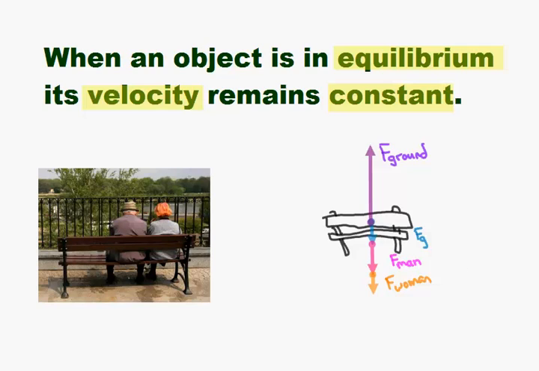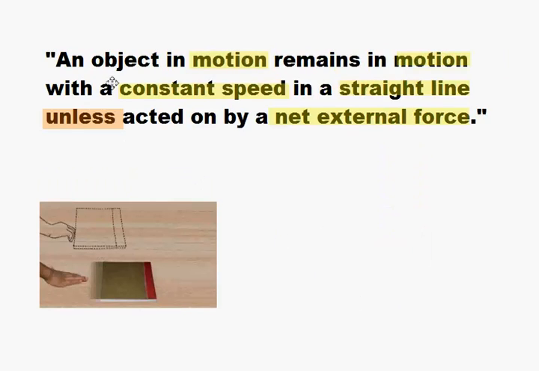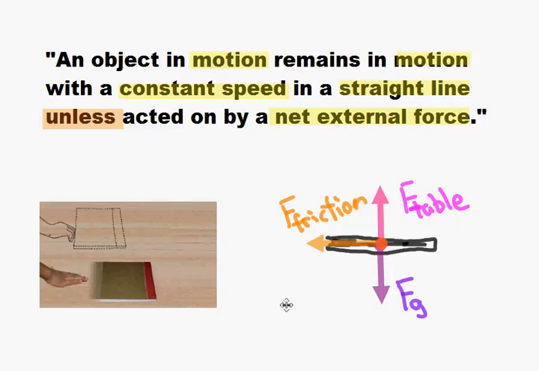Now let's try the second part of Newton's first law. And here is how it's usually stated. An object in motion remains in motion with a constant speed in a straight line unless acted on by a net external force. So here we have the book sliding across the table, and here's our free body diagram. And you can see that this object's going to remain in motion with constant speed unless there's a net external force. And we can see a net external force. Friction is the extra force pushing back. So that means it's not going to have a constant speed. The book's going to be slowing down.